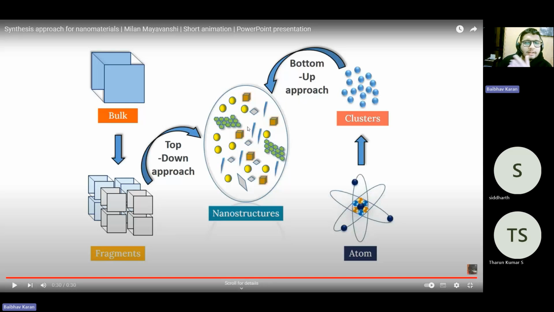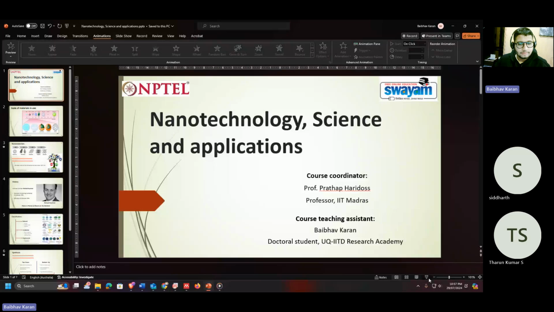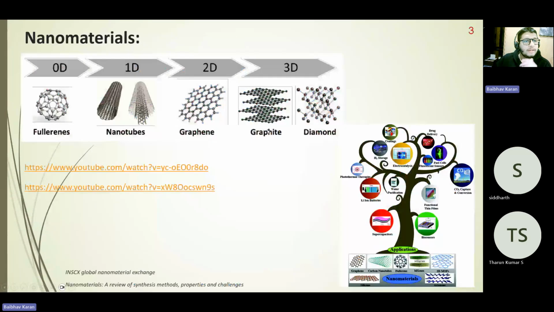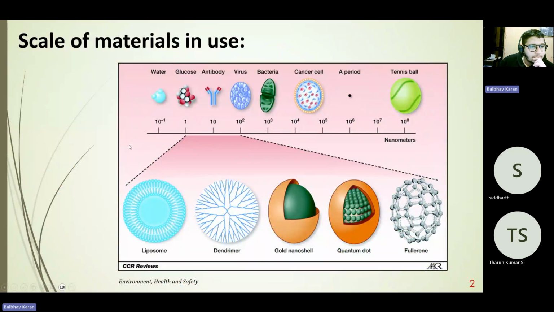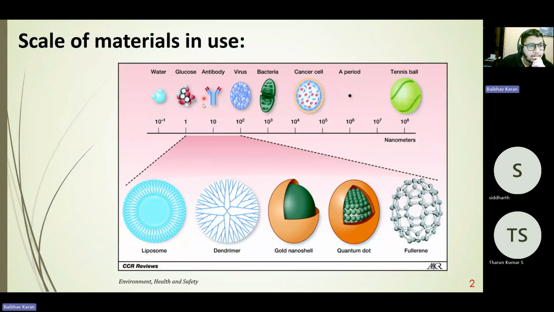Because atoms and molecules are in the range of 10 to the power minus 10 meters, that is in the range of angstrom, which is even smaller than nanoparticles. And we are growing them to produce nanomaterials. This is known as the bottom-up approach. So, for example, here we are in the scale, in the atomic range, and then we are growing the particle to this range, that is in the nanomaterial range.